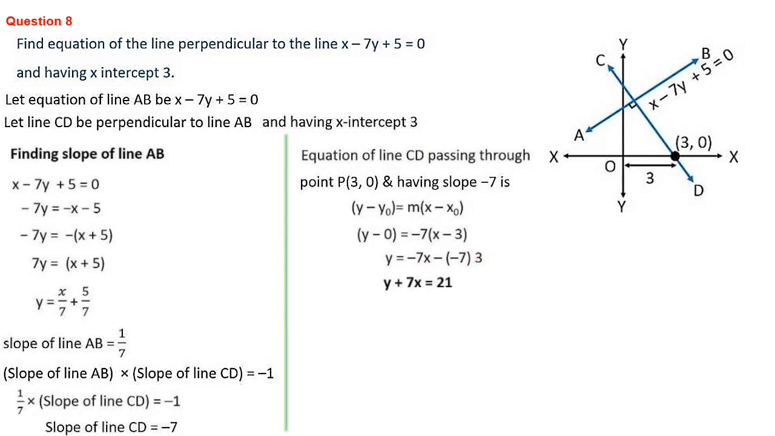So then y, here this minus 7x bringing to the left side, it comes as plus 7x is equal to, here minus into minus is plus, 7 into 3 is 21. So y plus 7x is equal to 21. This is the required equation.